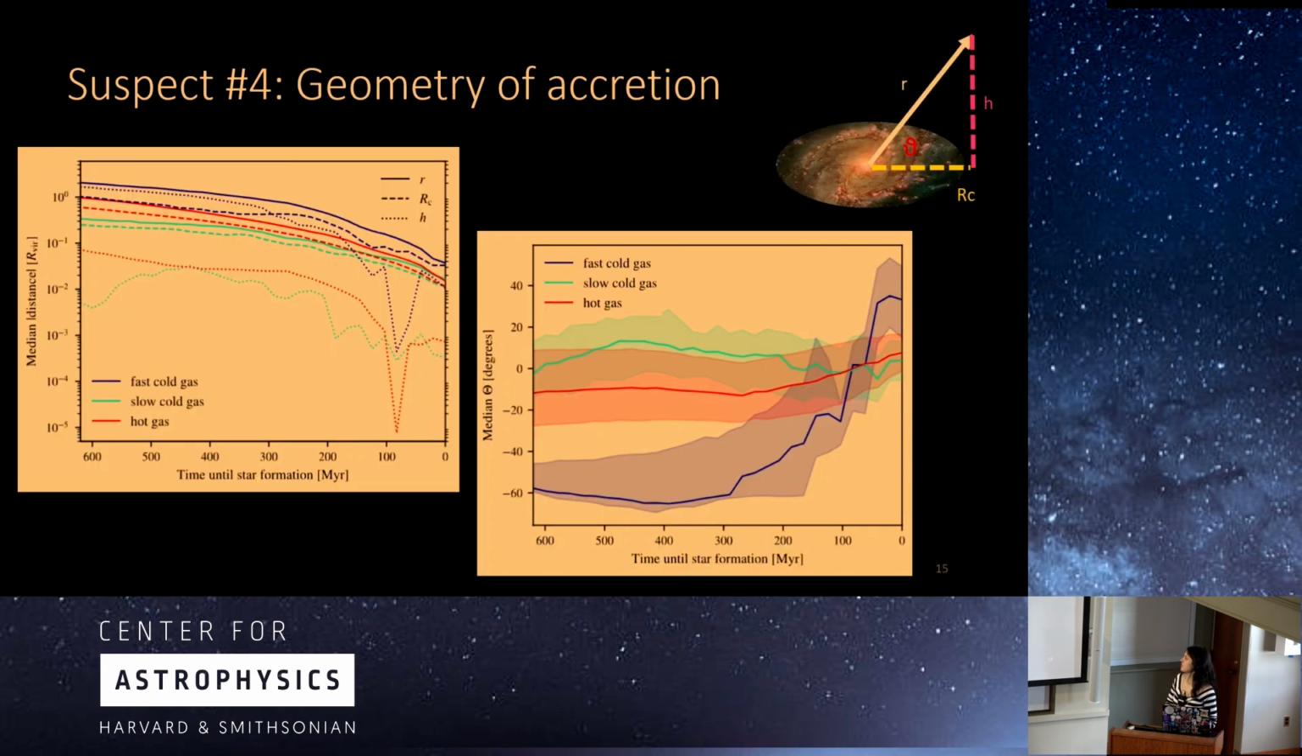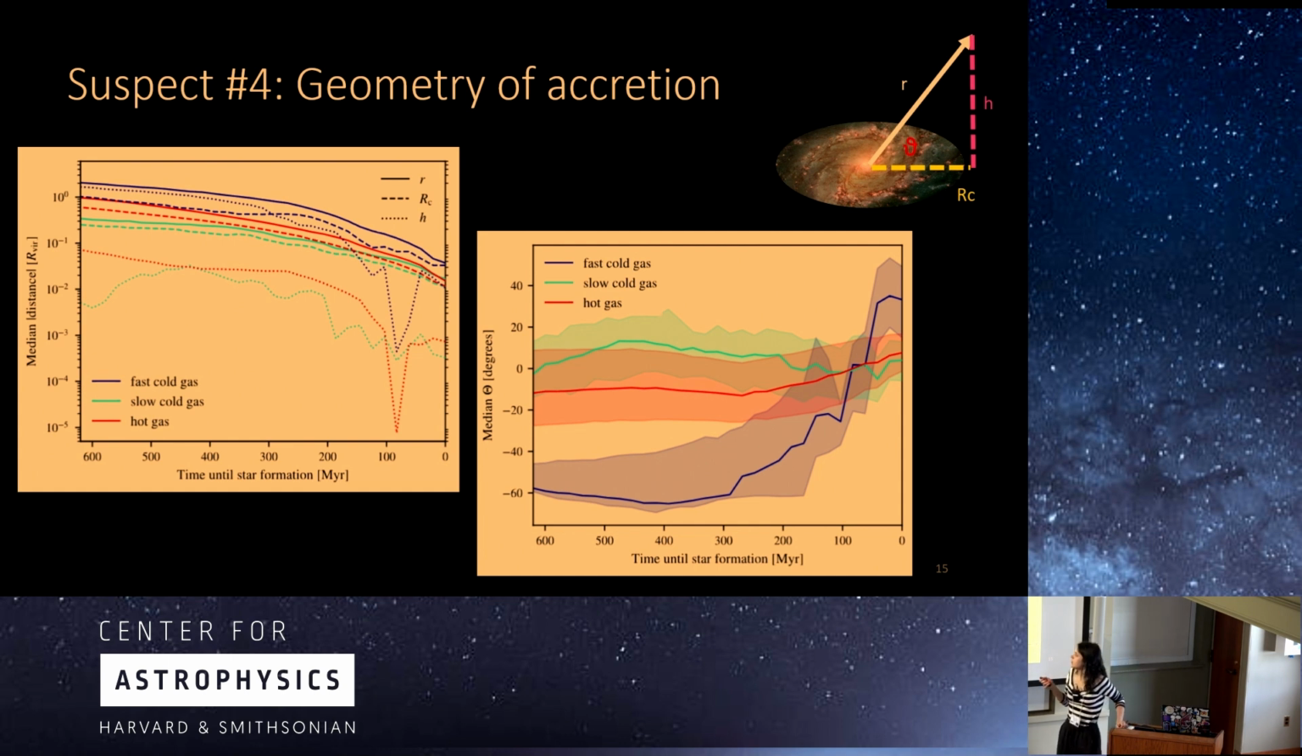And so to confirm this, I also just looked at the components of the geometry. There is a lot to say about these plots, but basically the R here is just the distance between the galactic center and the gas parcel. The H is just the height, and the cylindrical radius is RC.